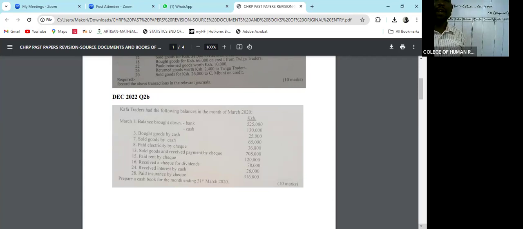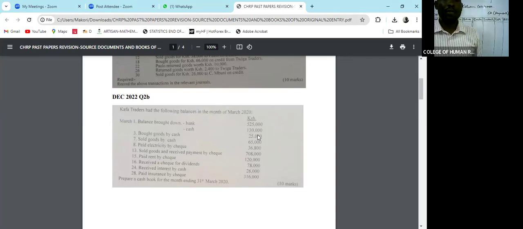Remember, the business is a going concern. It continues operating from one month to the other. We close this month, we open a new month. So when we were starting the month of March, we had a balance in the bank of 525,000. We have the cash box balance of 130,000. And then during that month, those transactions happened. We bought goods by cash. Remember, in the cash book, we only focus on one thing. Is it cash received or cash spent?